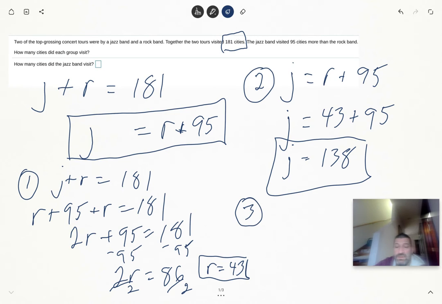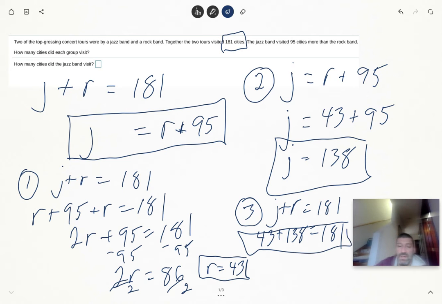Okay, now let's just check our work, plug that into, let's say, the first equation. So J plus R equals 181, and we have a 43 plus a 138, and that does appear to equal 181. So that would check out. Okay. All right. Let's look at another one.